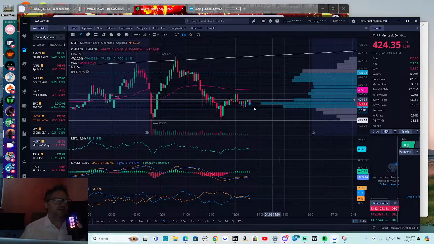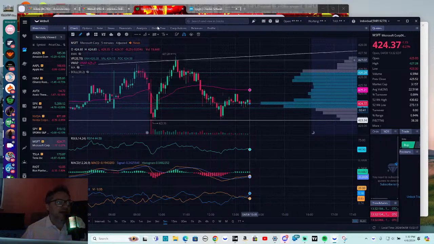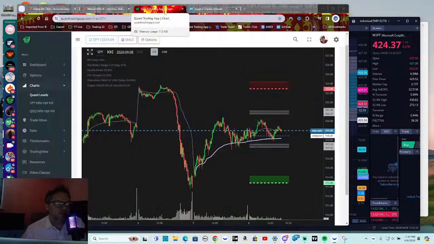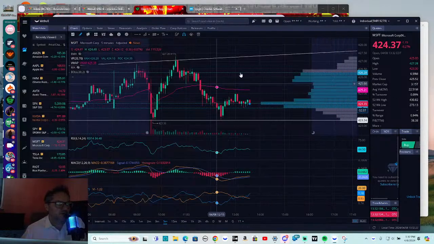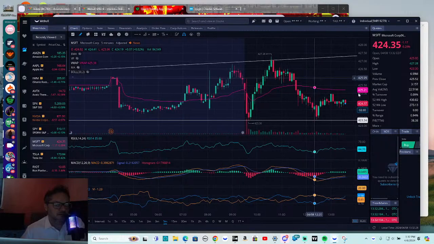So that's the play on Microsoft. Why did I come up with that? Well, I got a clue, like I said, about the bounces on this technical support here. That's when I go to our trusty quant chart, and I'm going to slide this over so I can monitor it. This is the volume profile. I'm going to kill that like so.